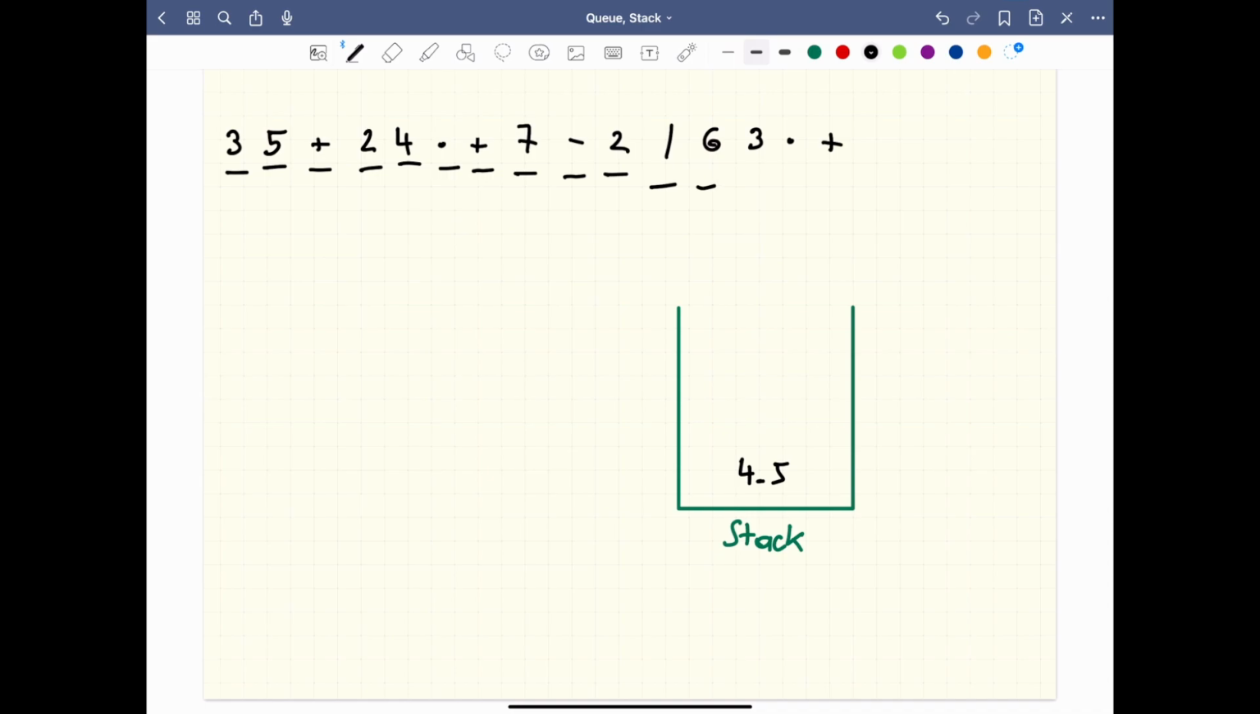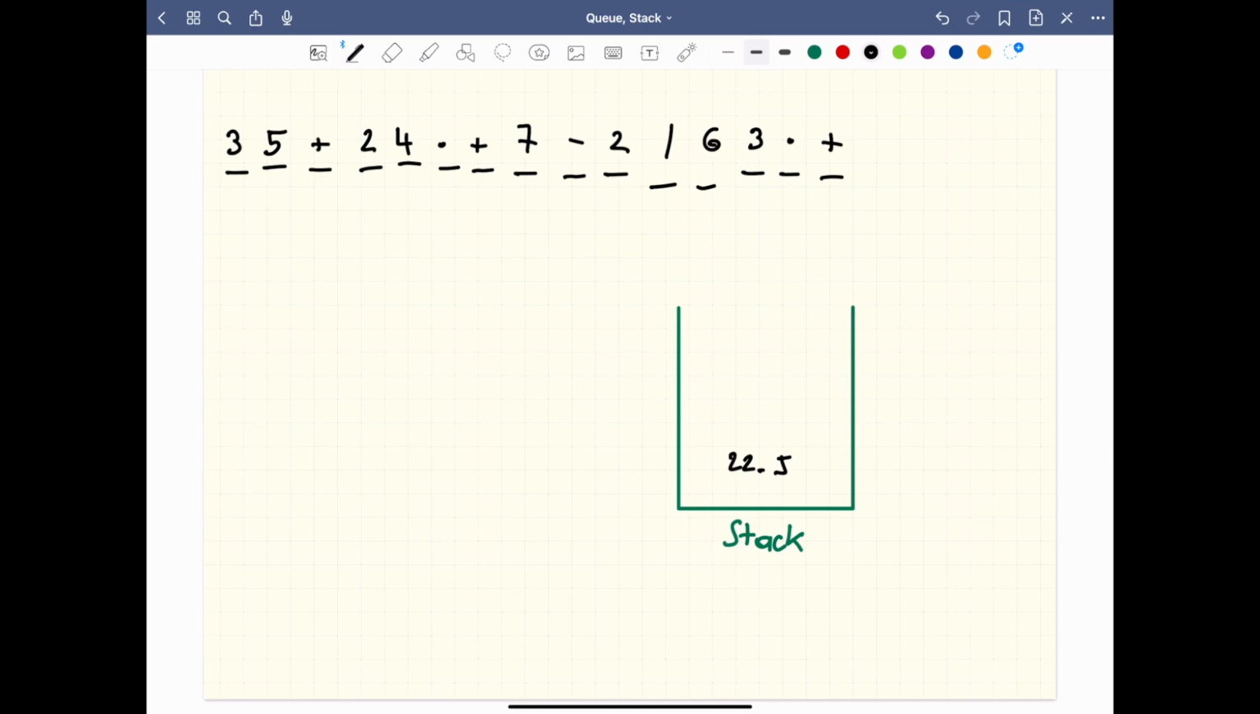Then we push the 6. We push the 3. We have the multiplication sign here. So 6 times 3 equals 18. And finally, we have the plus sign that we evaluate. It's 4.5 times 18. And the result of this is 22.5. So that's what we get. And this is what the result is for this notation.